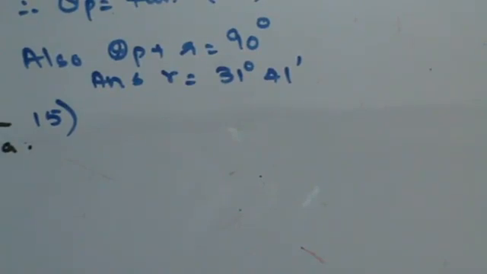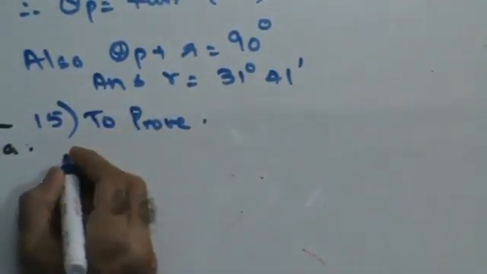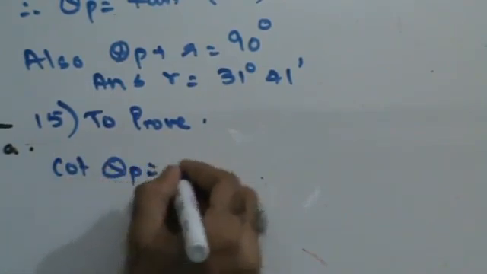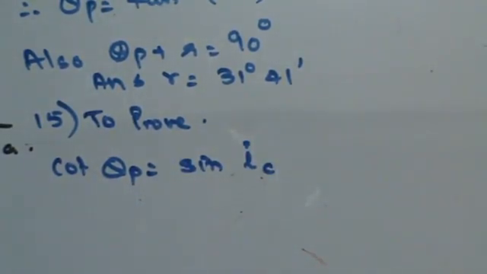Next sum. Show that for an optical medium placed in air, the polarizing angle and critical angle are related as cot of polarizing angle is equal to sine of critical angle.